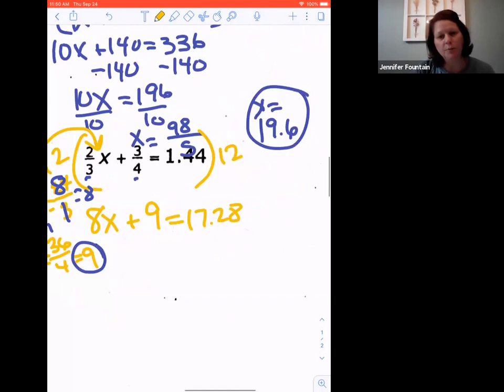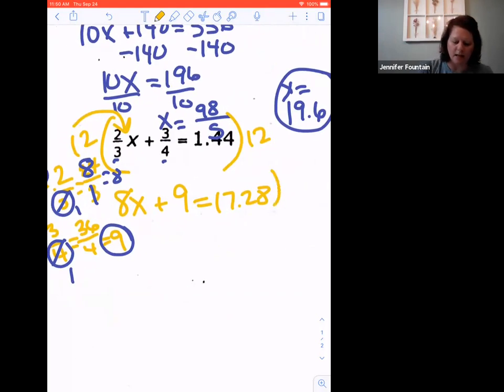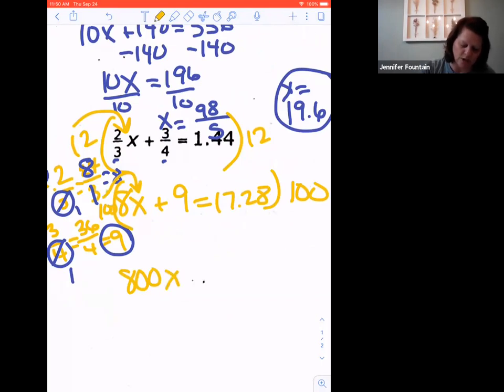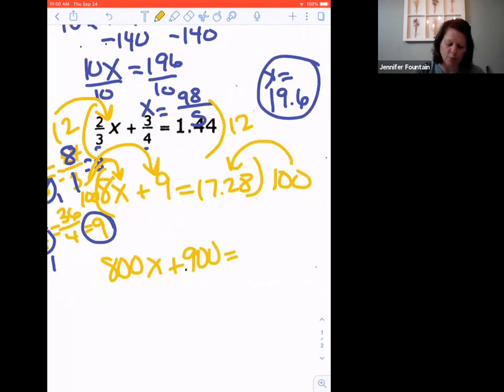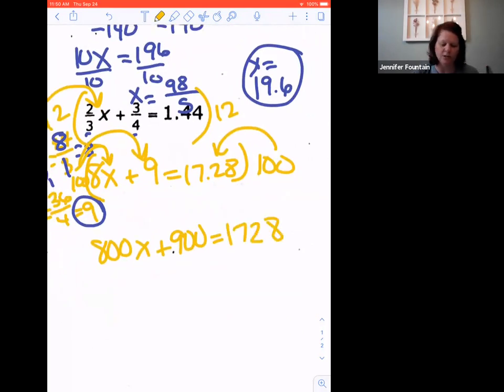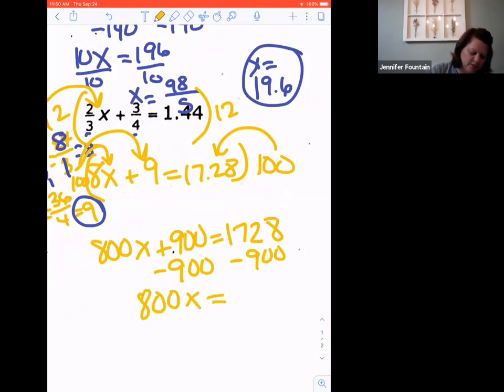I've got 2 decimal places here, so that means I need to multiply by 100. Multiply by 100. 100 times 8x is 800x. 100 times 9 is 900. 100 times 17.28 is 1,728. I can start solving for x now. The first thing I need to do is subtract 900 from each side. So 800x is equal to 1728 minus 900 is going to be 828.